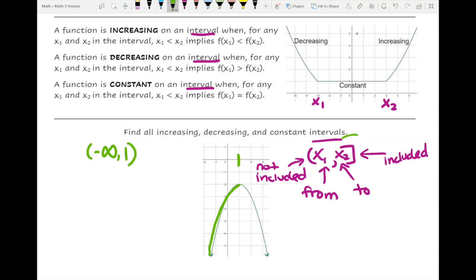Remember that a square bracket means that that number is included, and I did not include the 1. That's because it is neither increasing nor decreasing here. It is not included in any of the intervals. This interval was my increasing interval.